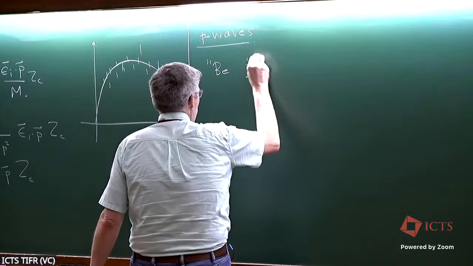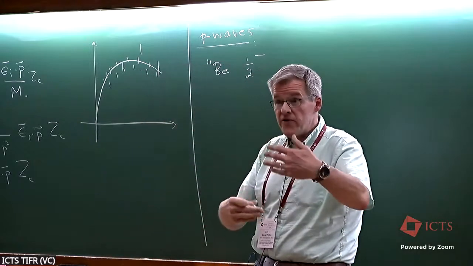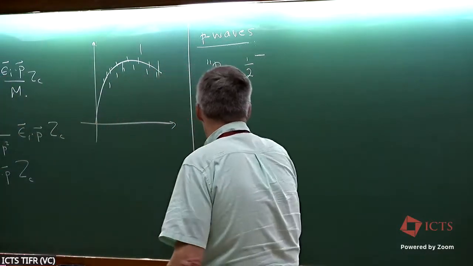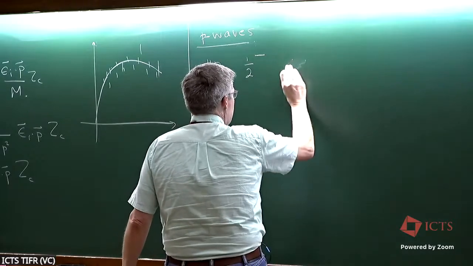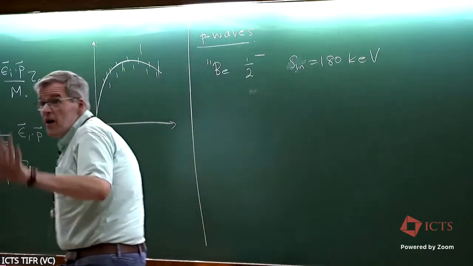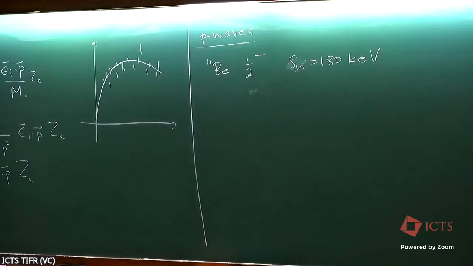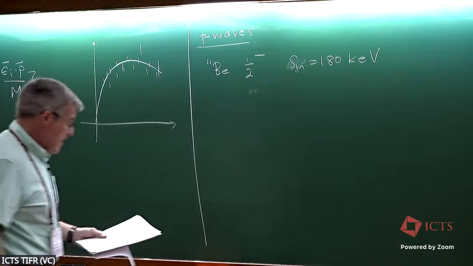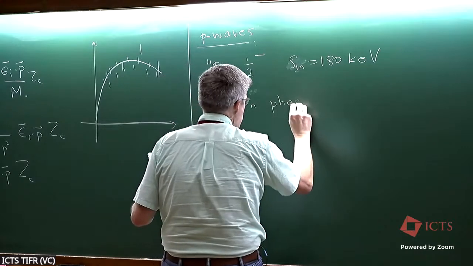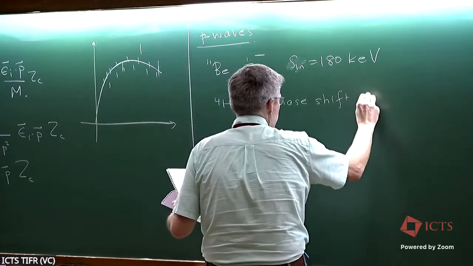We call this a 1/2 minus, because the bound state involves a 0+ beryllium-10 core and a neutron, but they're bound in a P wave, so the parity is minus. And S1n of this thing is 180 keV. But we can't use that theory to describe this state because its parity is negative, so there's clearly some P wave somewhere in the system. Another motivating example is the helium-4 neutron phase shift at low energies.